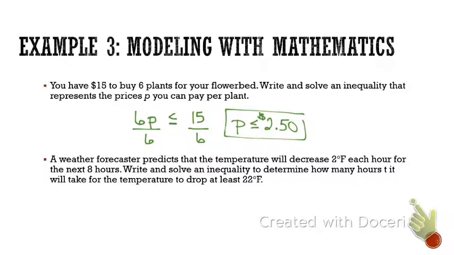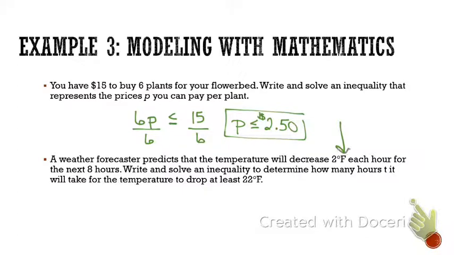So the next one, this is the last problem we'll work. It says a weather forecaster predicts that the temperature will decrease 2 degrees Fahrenheit each hour for the next 8 hours. Write and solve an inequality to determine how many hours it will take for the temperature to drop at least 22 degrees Fahrenheit. So in this case, they kind of threw in some information that's a little bit of a diversion. Over the next 8 hours, that really isn't going to play too much into how we're going to write this inequality.